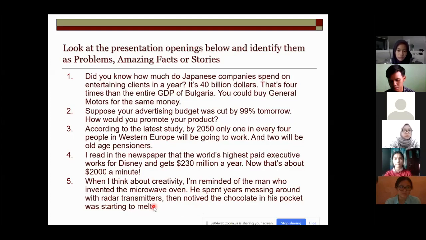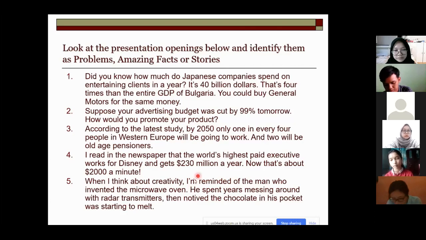What kind of opening? The presenter opens with a story, ma'am. How do you know it's a story? Because the keyword is "I'm reminded," right? I'm reminded, saya diingatkan. Or I remind, saya teringat, right?